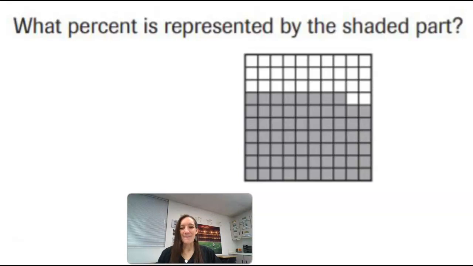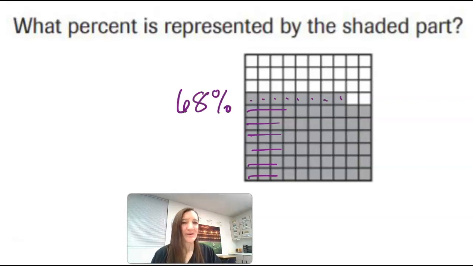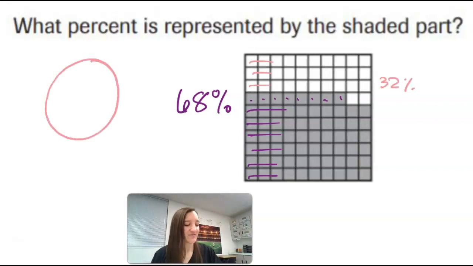All right, it's your turn now. What percent is represented by the shaded part? Count it up, write it in. Hopefully, you got 10, 20, 30, 40, 50, 60, 61, 62, 63, 64, 65, 66, 67, 68. 68%. Might have been easier to do it the opposite way. 10, 20, 30, 32, and then being like, oh, well then, if white is 32%, then that must mean the black is 68%. Either way, you should get an answer of 68%.